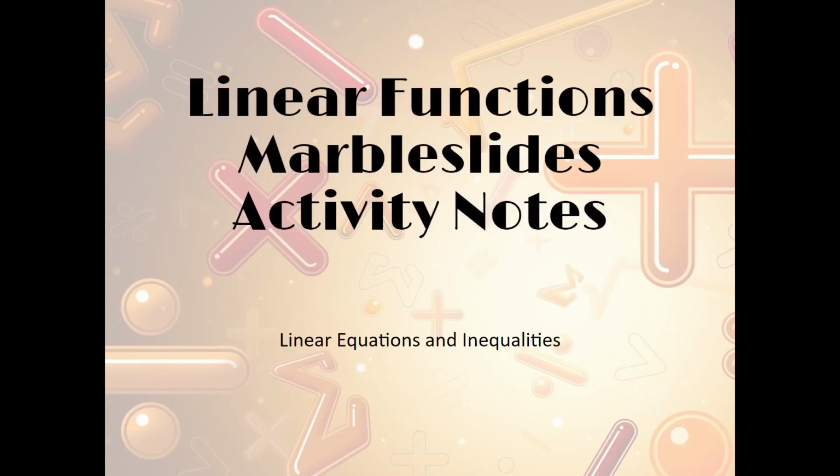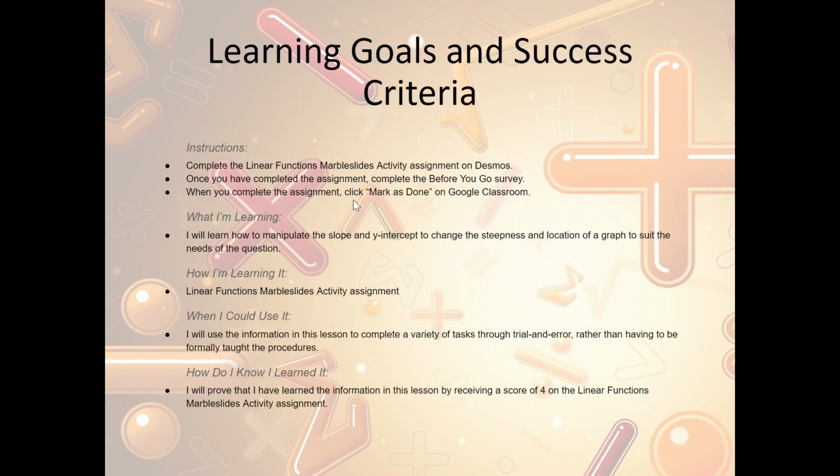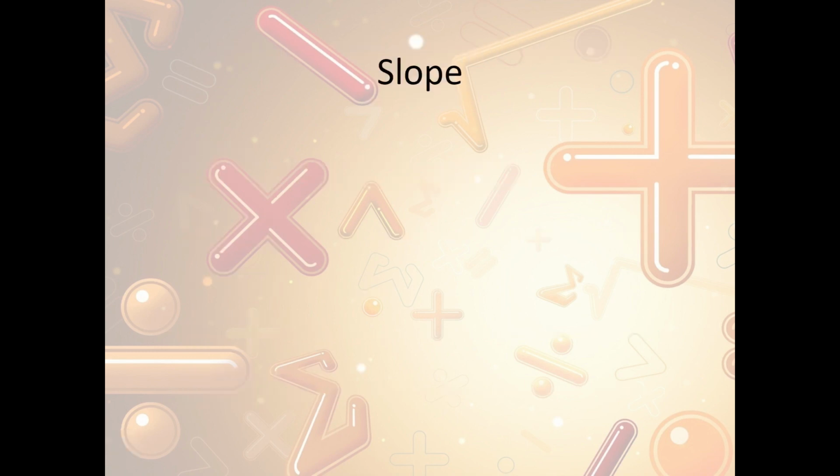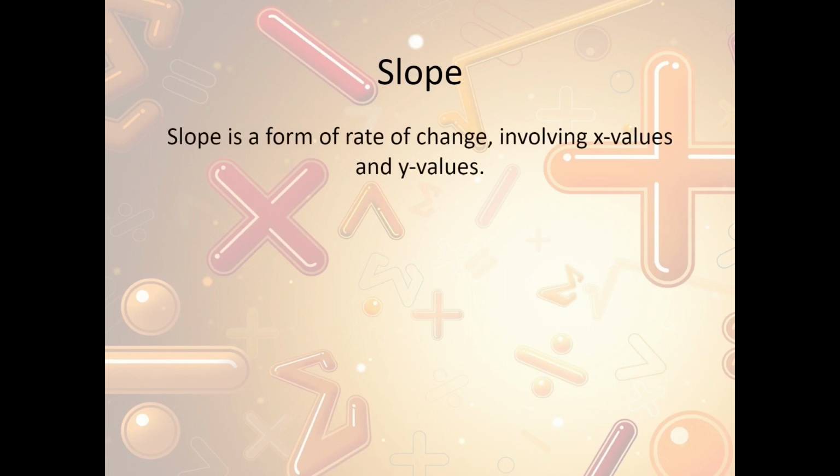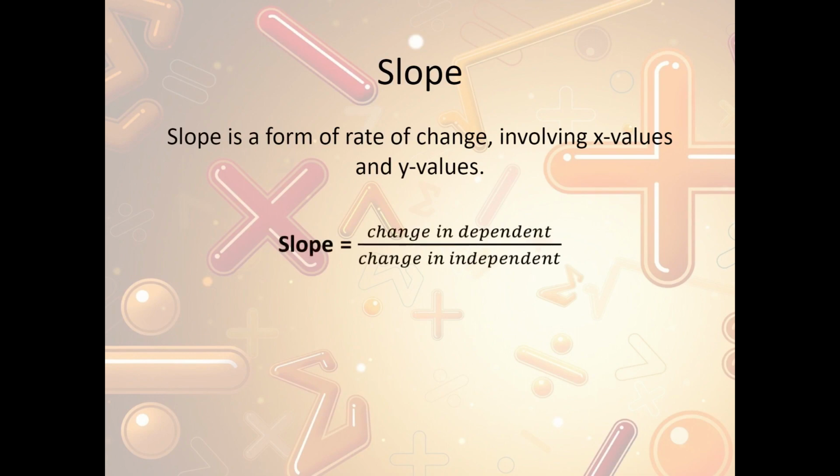Let's take a look now at the Linear Functions Marbleslides Activity notes. We begin here with our learning goals and success criteria. Now let's talk about slope. What is slope? Slope is a rate of change involving x values and y values. Slope is known for being the change in the dependent variable over the change in the independent variable. Now, what does that really mean? That really means that slope is the change in the y values over the change in the x values. So it's always y over x.